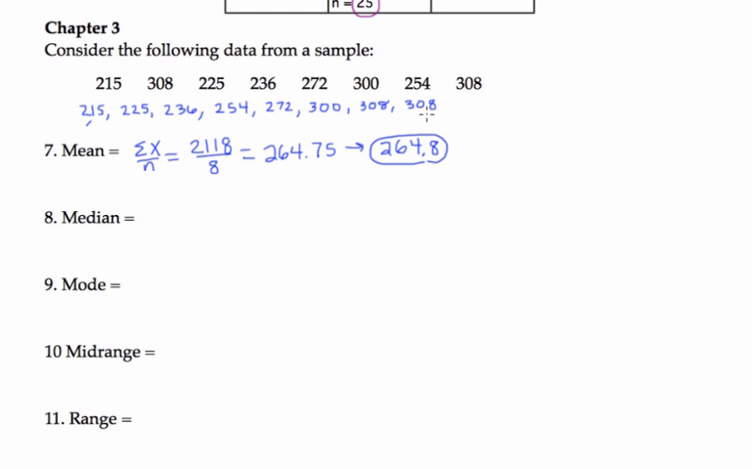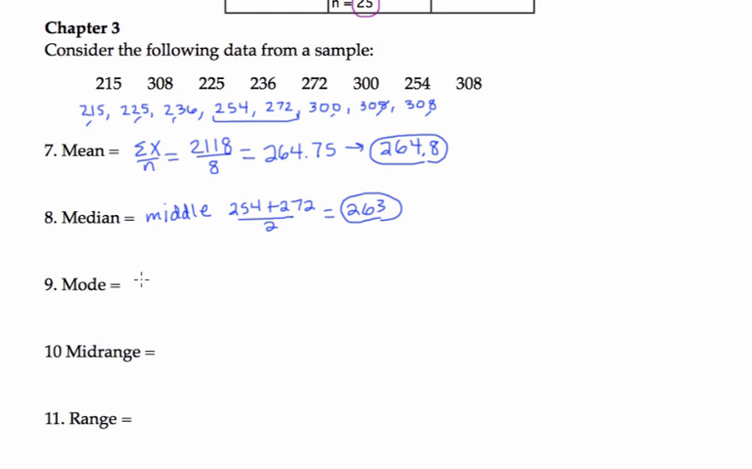Median, middle number. So I count off till I get to the middle number. There are 2 middle numbers. If there was just one, I would list it. But since there's 2 middle numbers, I add them up and divide by 2. Median.